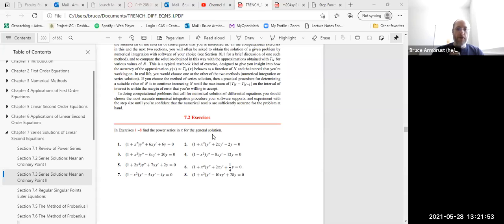All right, so here's 7.2, number 6. It just says find the power series in x for the general solution. And what we'll do, we'll see if we can see a pattern and write it as a power series. If not, we'll just write out the first few terms of each one. And we'll just sort of see how that goes. All right, so let me go ahead and write this down.